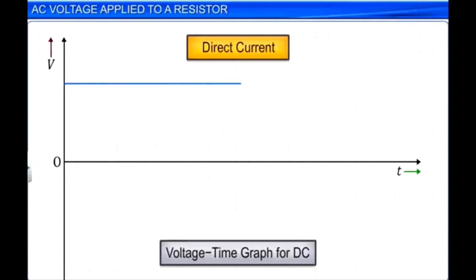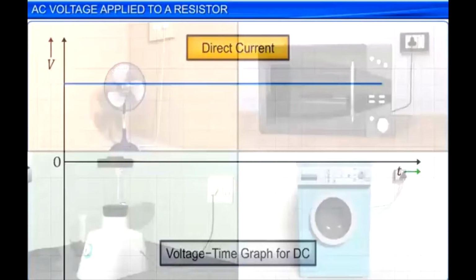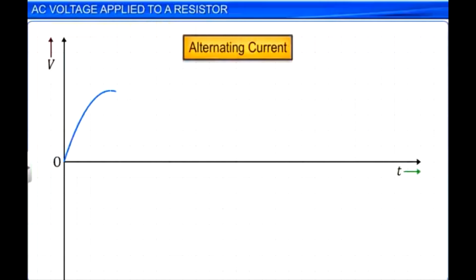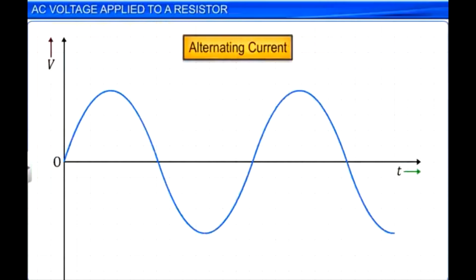We studied direct current earlier. Direct current does not change direction with time. However, most appliances in our daily lives run on voltages and currents that vary with time. A time-varying voltage that varies like a sine function is called alternating voltage or AC voltage, and the current driven by it in a circuit is called alternating current or AC current.